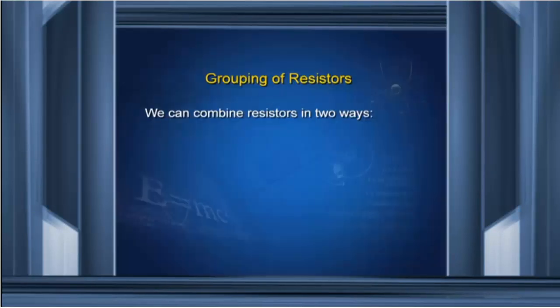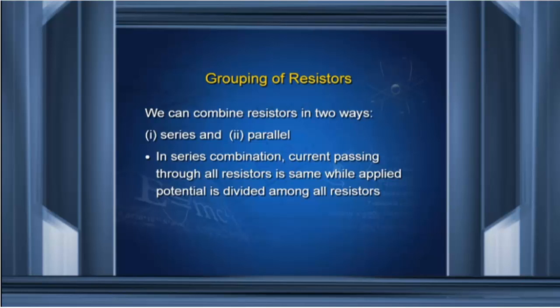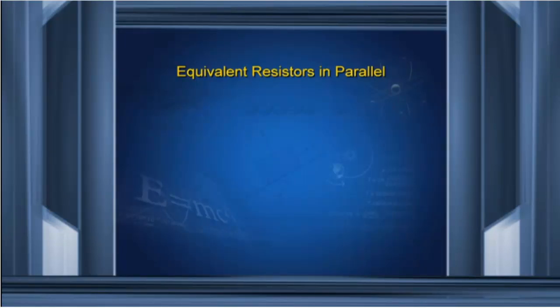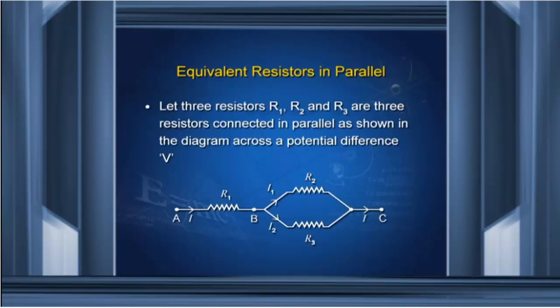Grouping of resistors. We can combine resistors in two ways. One is the series combination and the second is parallel. In series combination, current passing through all the resistors is same, while the applied potential is divided among all the resistors. In parallel, the total current from the source is divided among all the resistors, whereas the applied voltage is same. Now let's study the equivalent resistance of parallel combination. Let we have three resistors R1, R2 and R3 connected in parallel as shown in the diagram across a potential difference V.